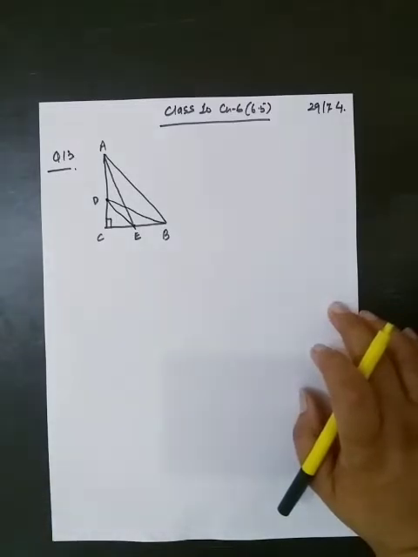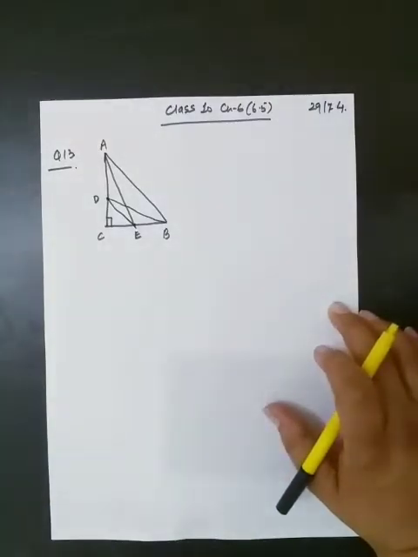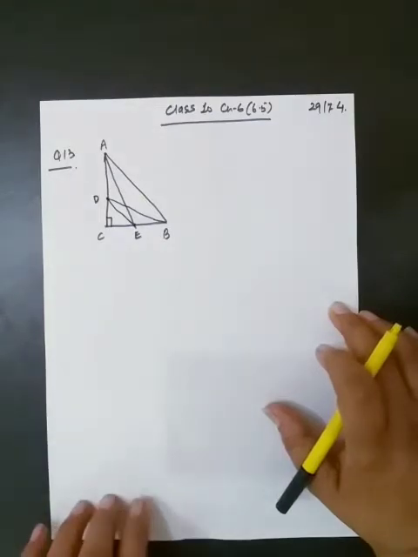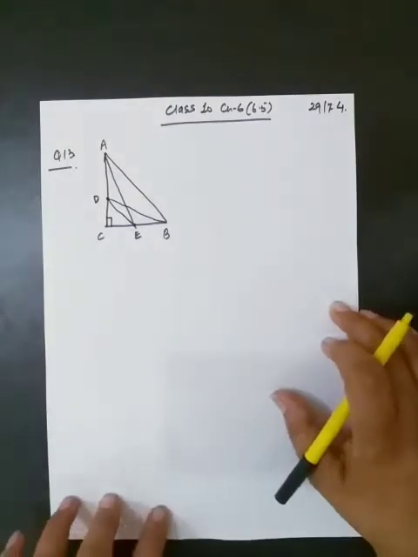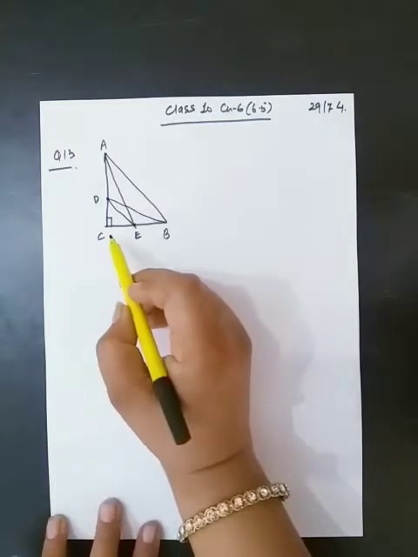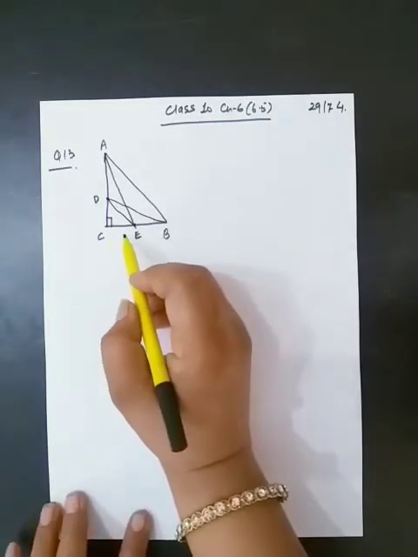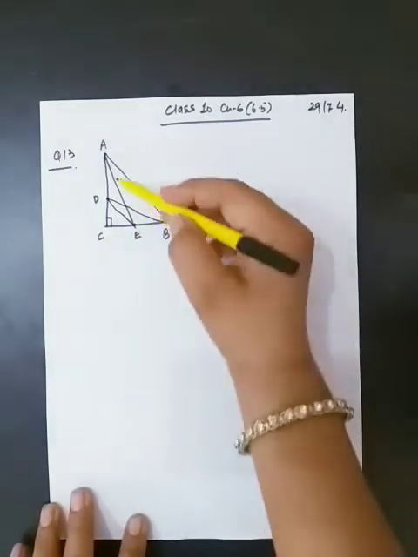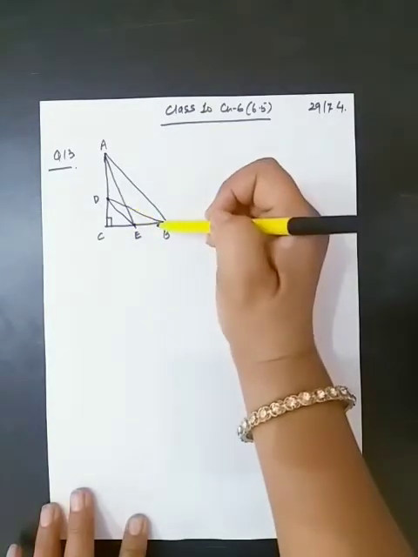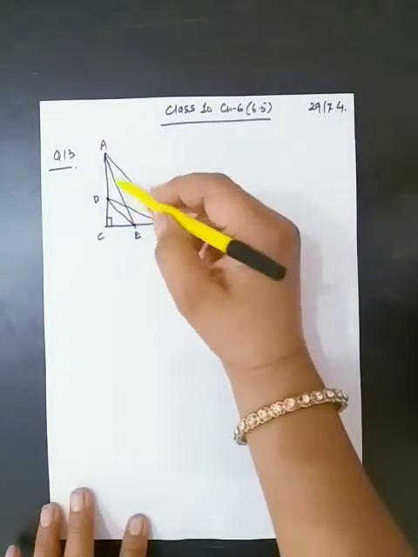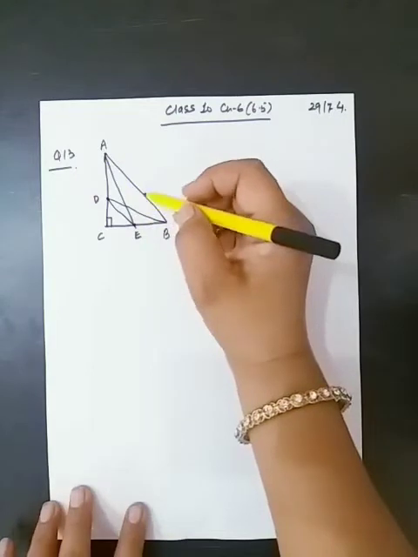Question number 13. D and E are the points on sides CA and CB respectively of a triangle ABC, right angle at C. It means angle C is of 90 degree. Prove that AE square plus BD square is equal to AB square plus DE square.